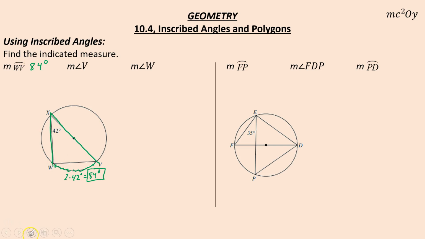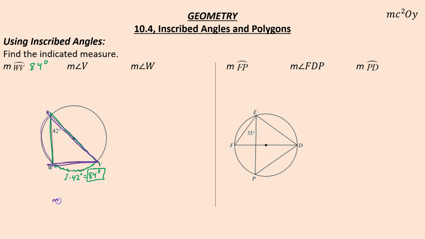All right, so the measure of arc WV is 84 degrees. Well, let's go ahead and switch over to measure of angle V. So we're now here at this measure, angle V. Well, angle V is right here. And notice, angle V is subtended by arc XW. Well, note that arc WV and arc XW make up a semicircle. So therefore, 84 plus this arc has to add up to 180.